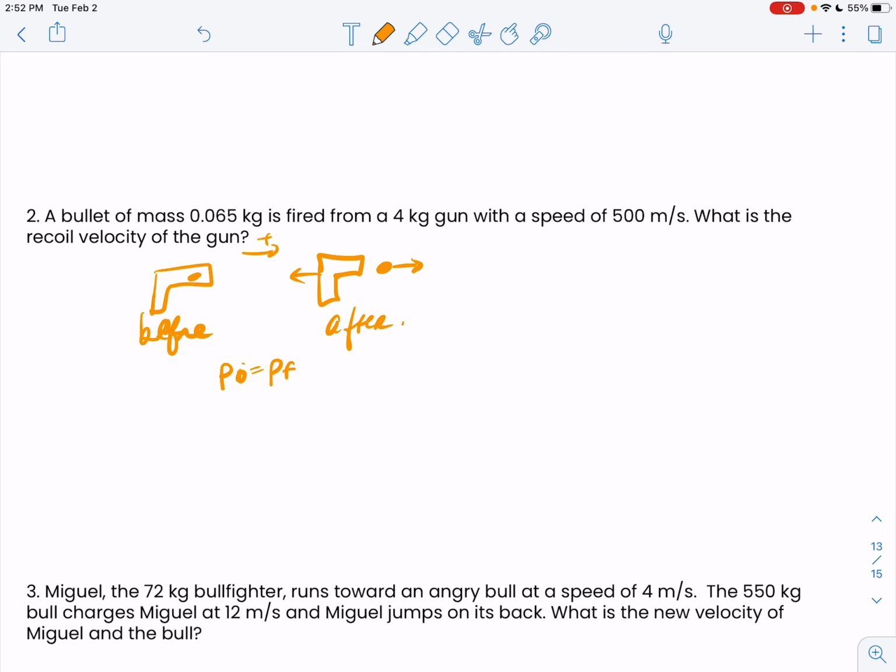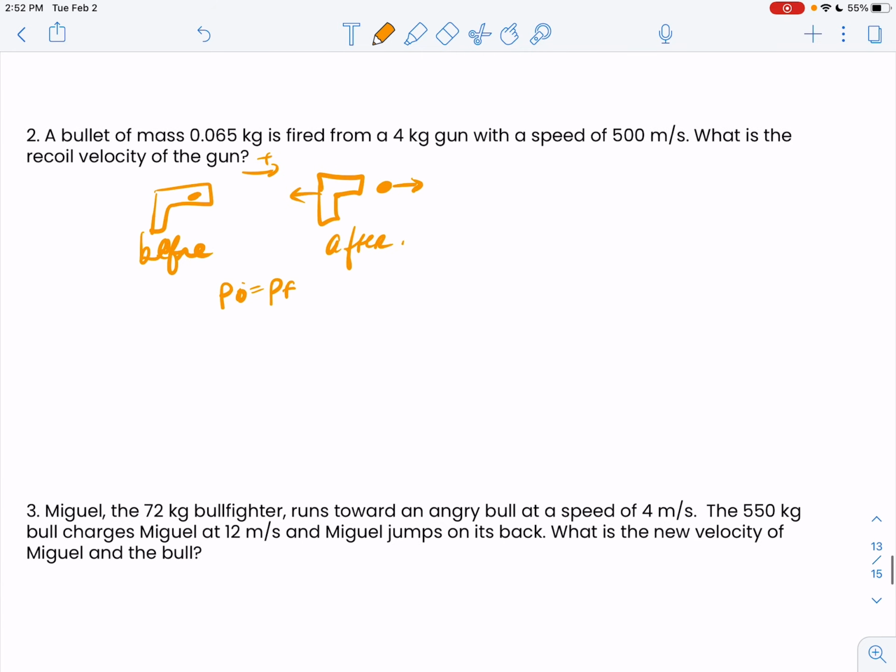Use P naught or P i, I don't remember what I did. So initially you have M bullet V bullet initial, plus M gun V gun initial, equals M bullet V bullet final, plus M gun V gun final. And that's all zero, because there is no momentum when it starts, because everybody is at rest before it explodes.